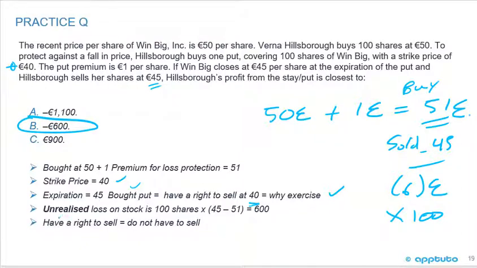Now realize that's an unrealized loss on the stock. She doesn't have to sell her shares at 45, but this says that she closes, she sells her shares, so that would be a realized loss of 600. Don't forget, when you're long on the put, you have the right to sell. You do not have to sell, okay? So a nice little question to end on. Again, I don't think too difficult if you just work through buying and selling and what your rights and obligations are.